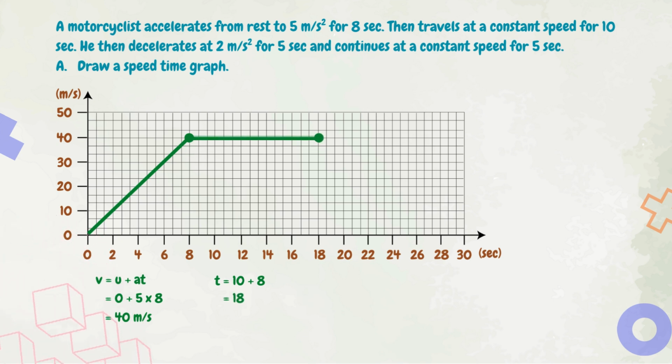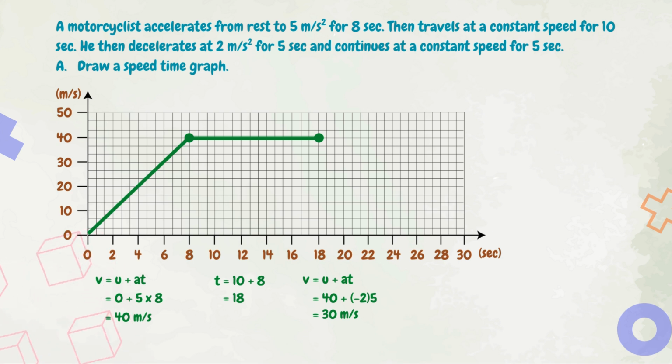The third statement says he then decelerates at 2 meters per second squared for 5 seconds. We need to find the final velocity for this 5 seconds. Final velocity is equal to initial velocity plus acceleration times time. Initial velocity is 40. The acceleration is 2, but as the motorist was decelerating, then it's -2. And time is 5. This gives 40 minus 10, and finally 30 meters per second as the final velocity.